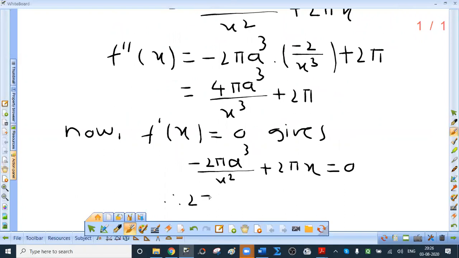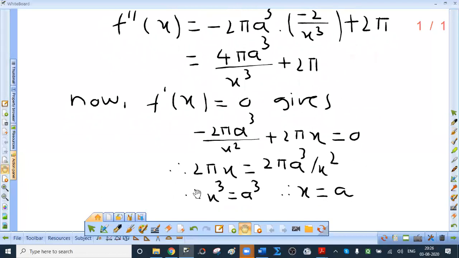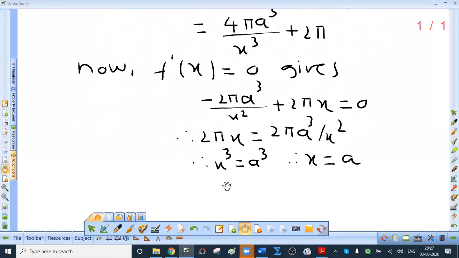Therefore 2 pi x is 2 pi a cube upon x square. Therefore x cube equal to a cube. Therefore x equal to a. Don't say plus minus. Okay. Cube of minus a is minus a cube. So x equal to a. Now at this point, find out the second derivative, that is, find out f double dash of a. What will be f double dash of a? It should be positive because we want the function to have minima.